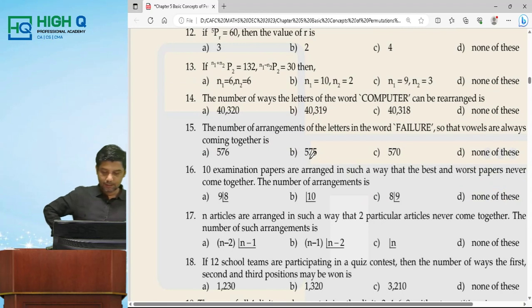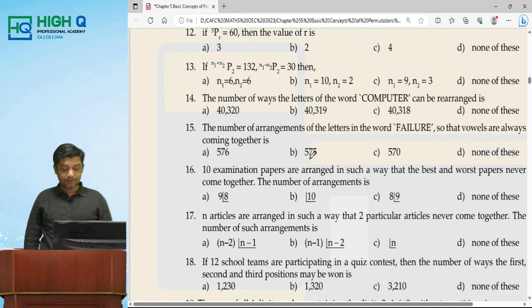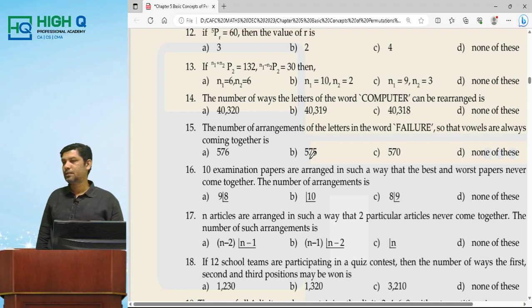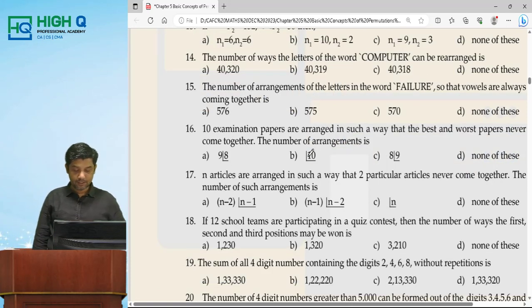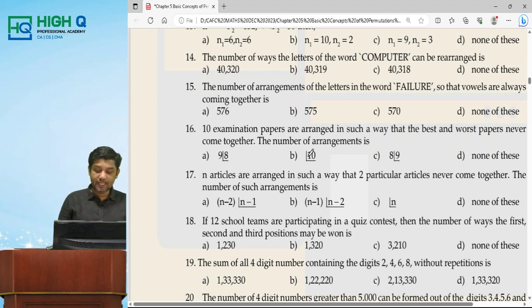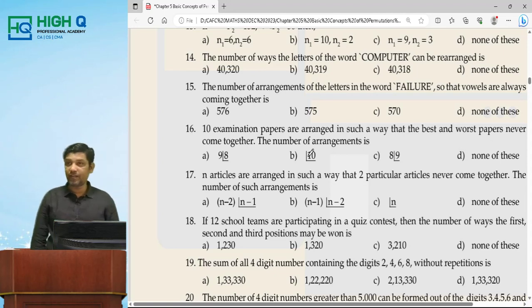Now, ready? First exercise, sum number 16. I want you to give me the answer. In examination papers, this is actually the usual method. I don't know why I left it, but next question is of our type. 10 examination papers are arranged in such a way that the best and worst papers never come together.